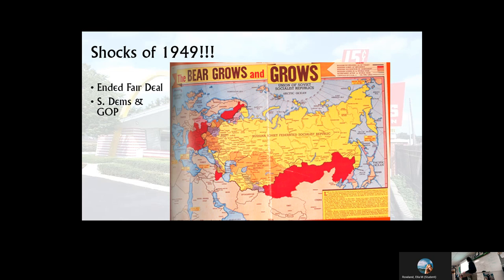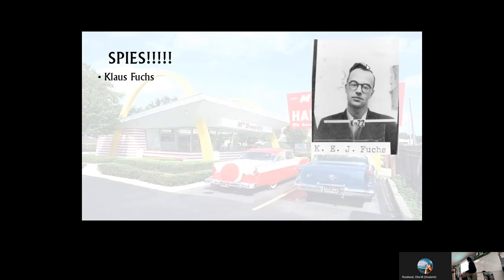And did we get to this? We got right to here, right? Yeah. So Joe won. The Soviets exploded an atomic bomb. They didn't expect the Soviets to do this.